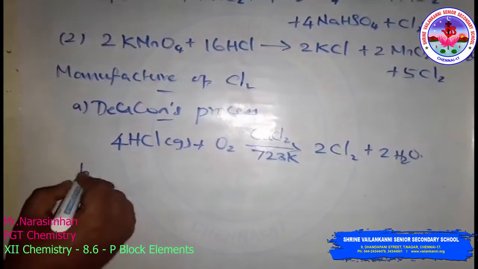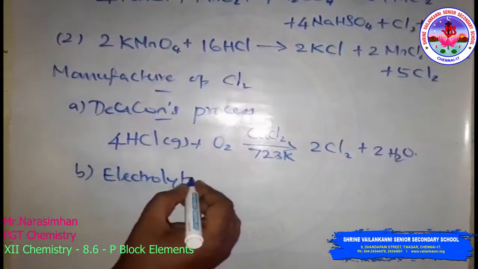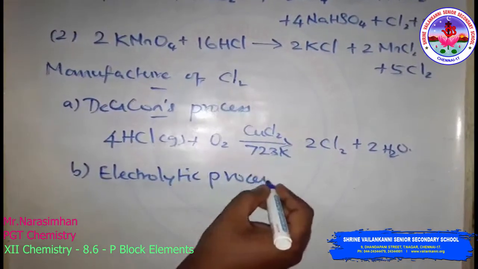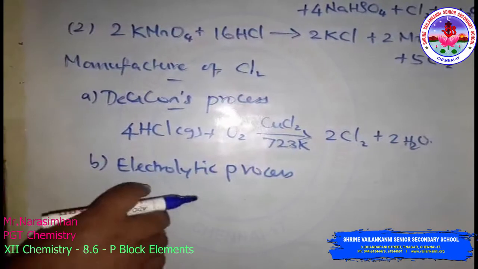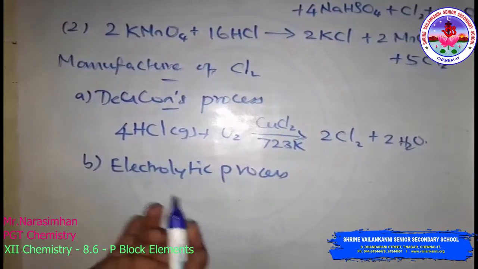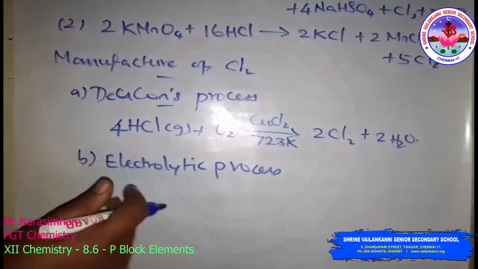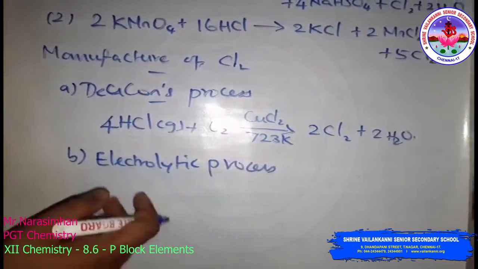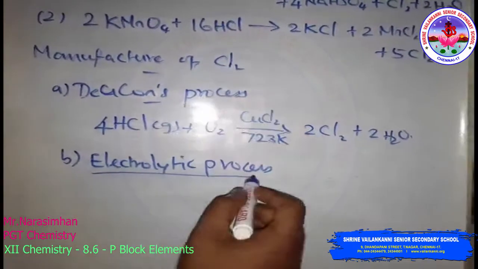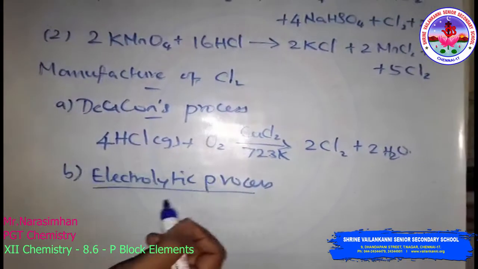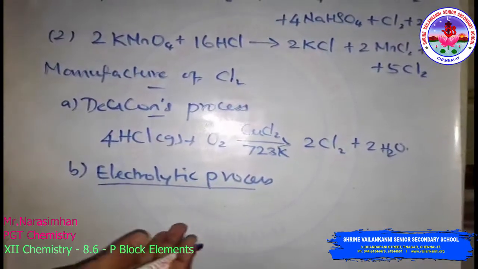Then the electrolytic process. The electrolytic process means chlorine is obtained by the electrolysis of brine solution, that is NaCl. The chlorine is liberated at the anode and it is also obtained as a byproduct of many chemical industries. So this is another manufacturing method of the chlorine molecule. The brine solution means concentrated NaCl solution.